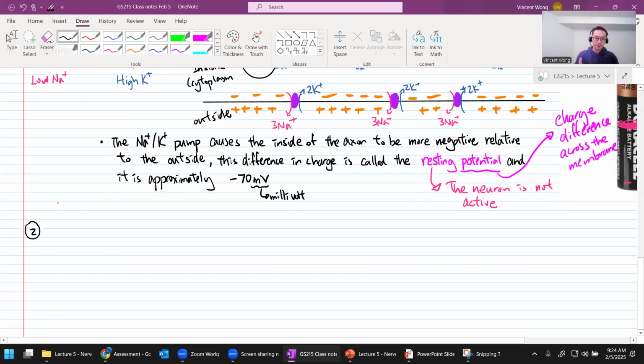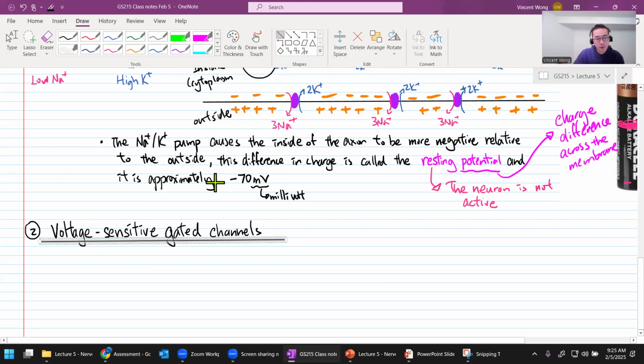Okay, so this one, there are a couple of names for it. I guess we'll just call it voltage sensitive gated channels. It's a mouthful right there, and I'll explain. Voltage sensitive gated channels.